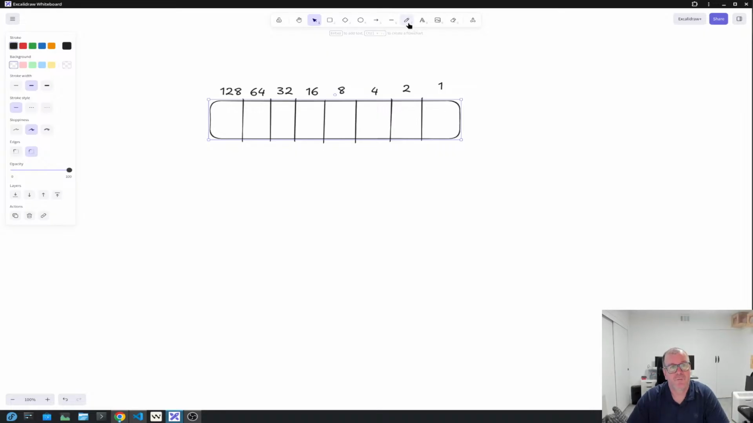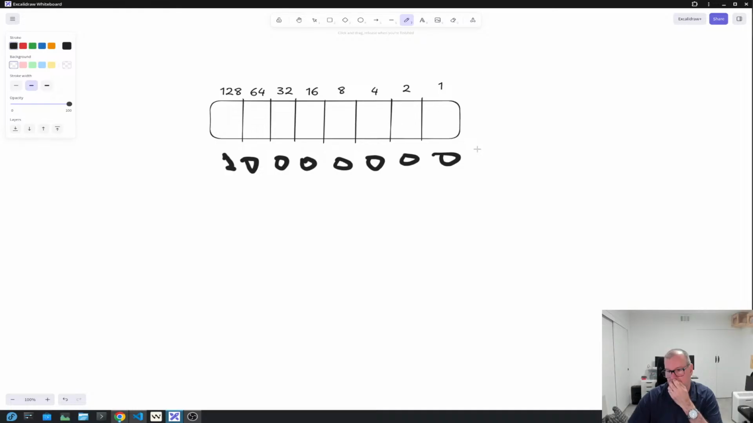That means if we want to represent the number 128, it will be 1, 0, 0, 0, 0, 0, 0, 0. This is 128. If we want to represent 130, it will be 128 plus 2. So it will be 1, 0, 0, 0, 0, 0, 1, and 0. So this will be 130.